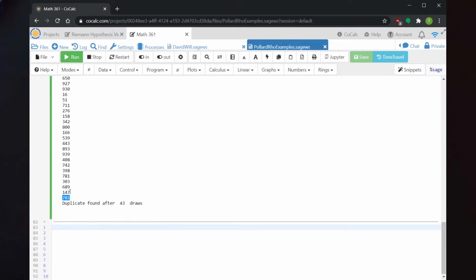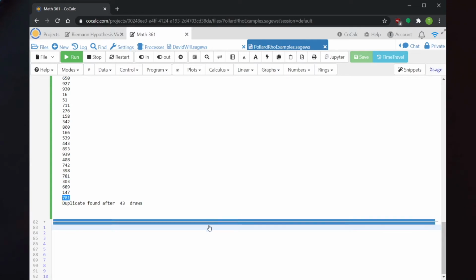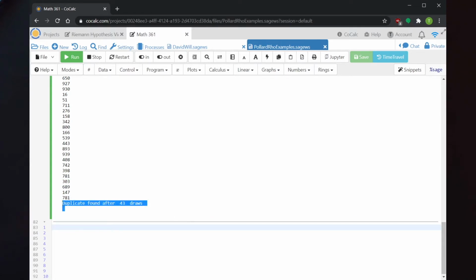And indeed, if you look just a little bit up, you can see it generated 781 right before generating this 781. And it helpfully tells us how long it took to find that duplicate. That took 43 draws out of our bag.